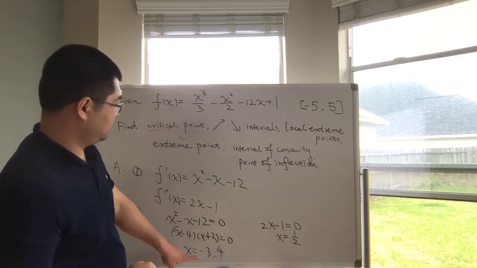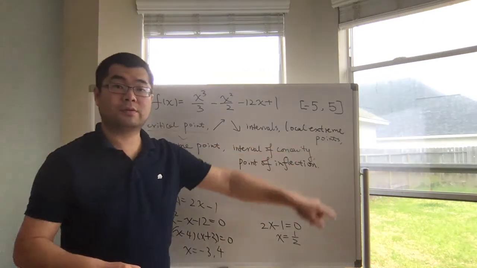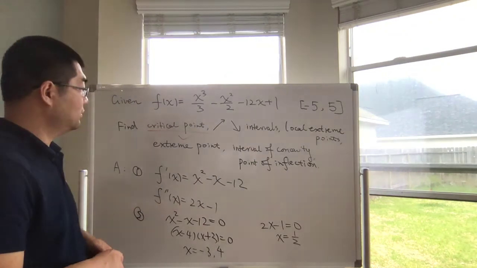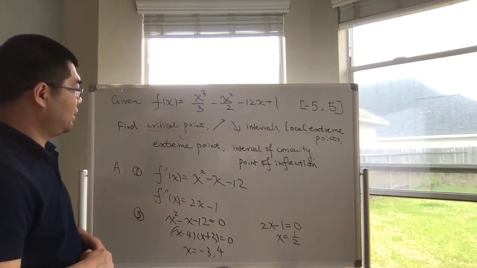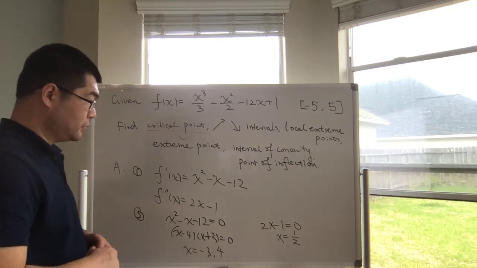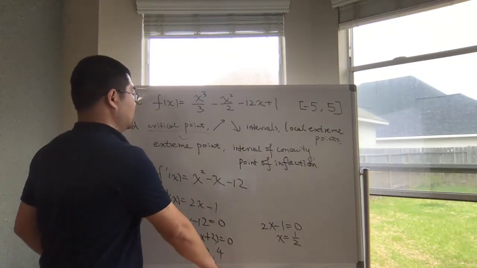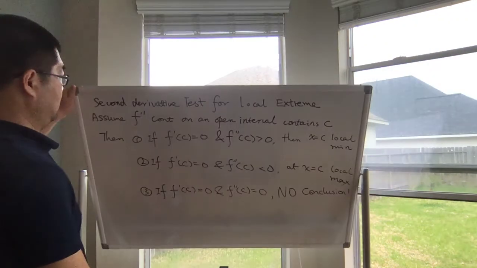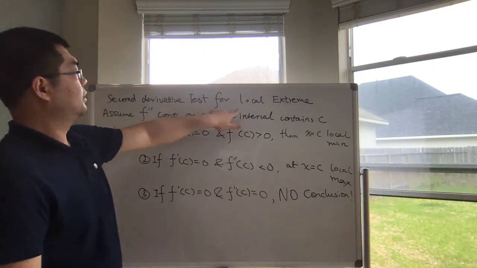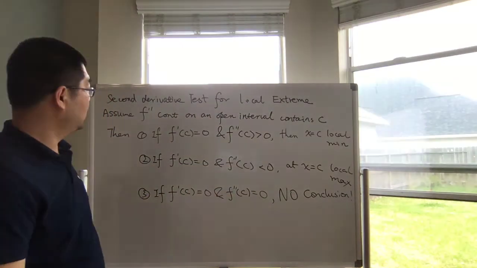Also, guys, those -3 and 4 are also going to be the local extreme points, as you can tell. But what are they? Well, we can use the second derivative test for local extreme to do that. So this is the second derivative test for a local extreme. We can go over it quickly.